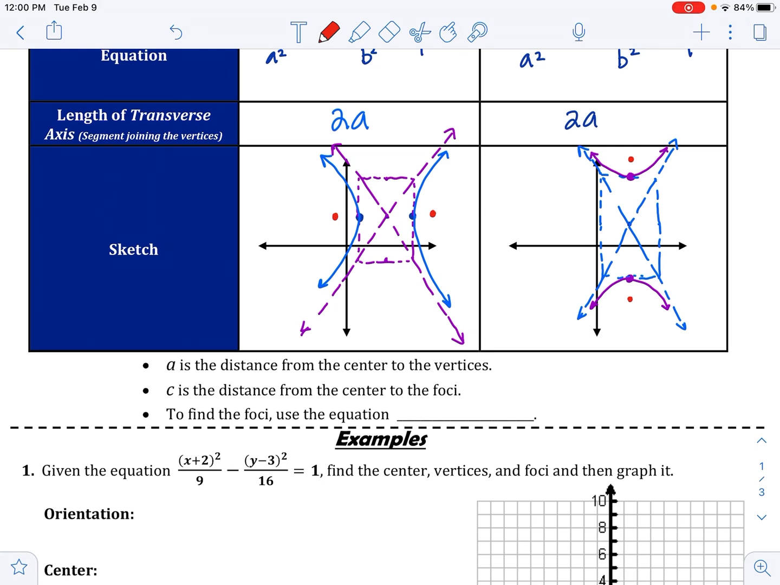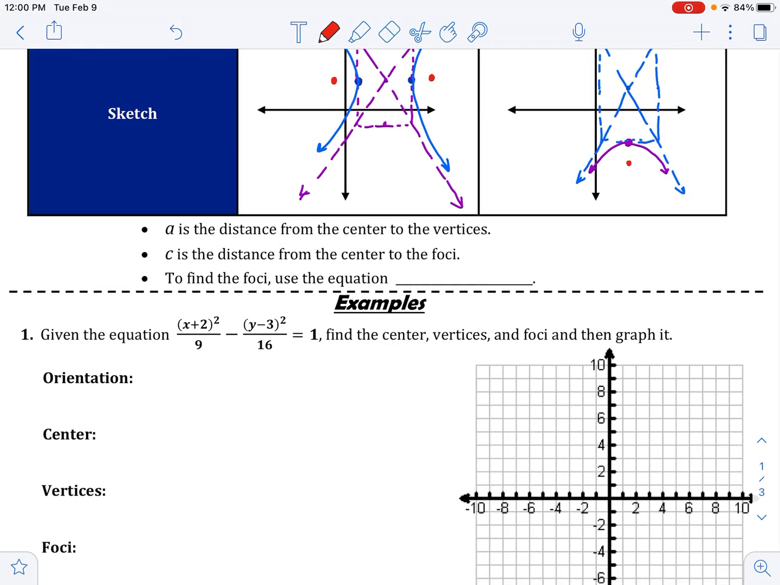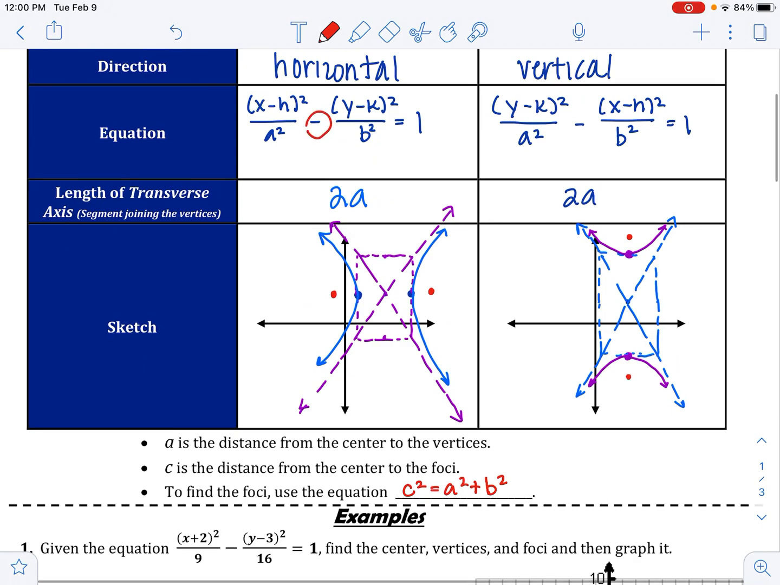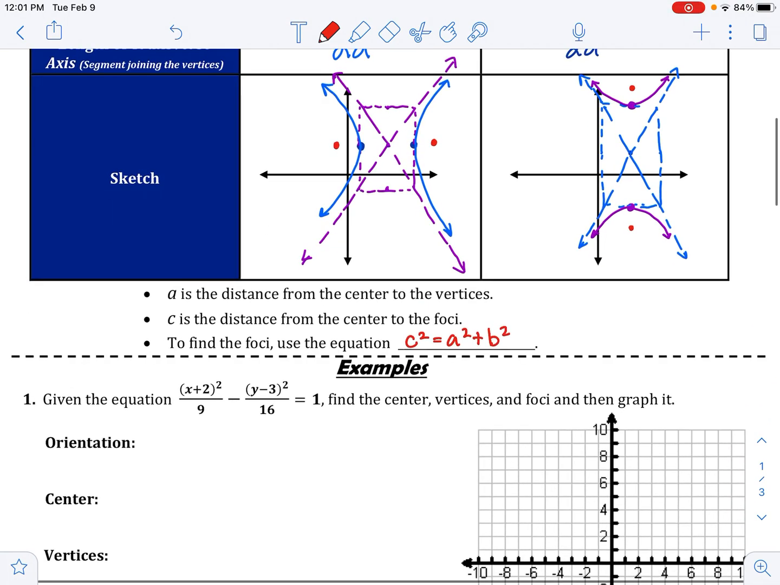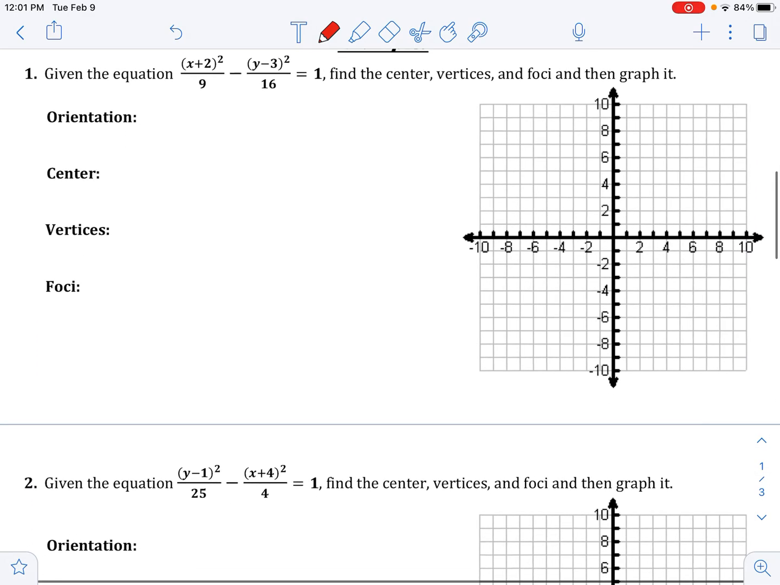Okay, so let's remind ourselves of everything I just said. A is the distance from the center to the vertices, and A squared is always first. C is the distance from the center to the foci. And to find the foci, we're using C squared equals A squared plus B squared. For an ellipse, we used a minus there; for a hyperbola, those are minuses, and there's a plus for this instead.